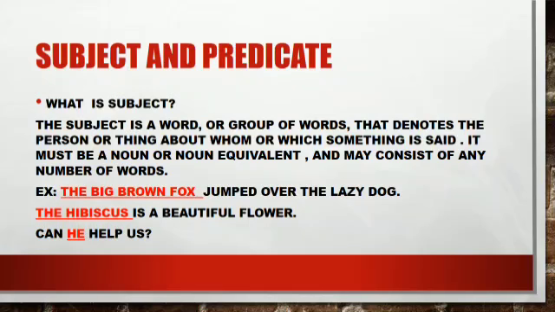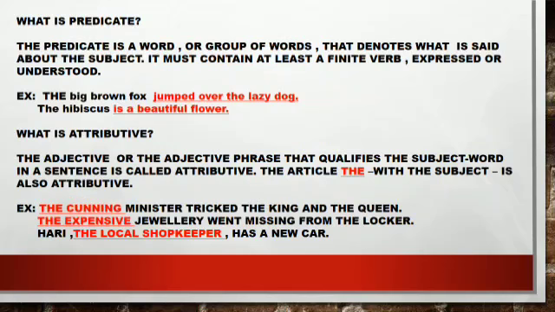So we are moving forward. Now what is a predicate? The predicate is a word or group of words that denotes what is said about the subject. So when we are saying something about the subject, that portion is known as the predicative portion. You can say this is the verb part. It must contain at least a finite verb, expressed or understood.